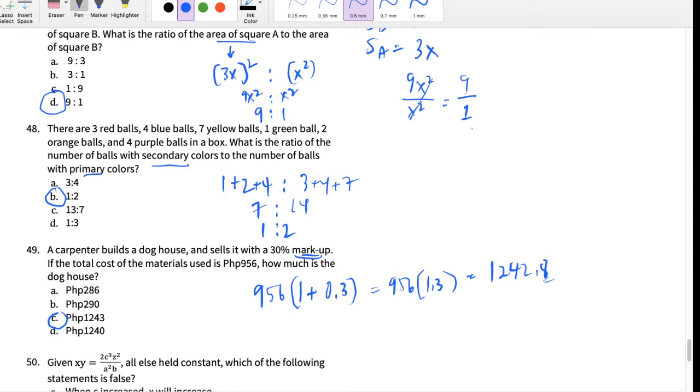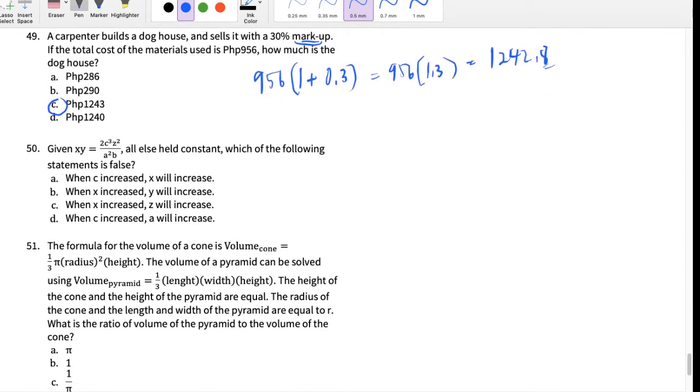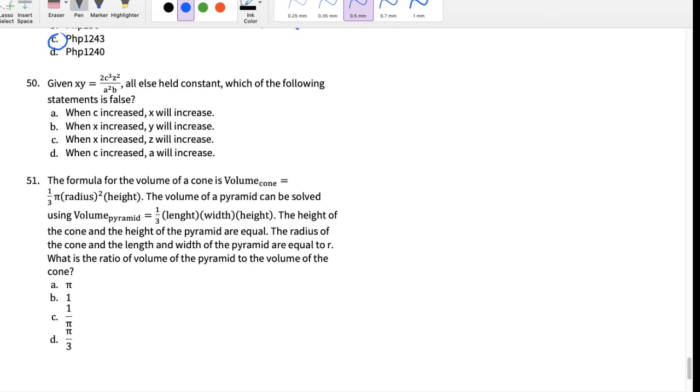Number 50. Given x, y is equal to this, all else held constant, which of the following statements is false? Okay, so, again, kapag nasa taas, yung kino-compare mo is opposite. Pag nasa taas pareho, they will vary directly. Pero hindi pala yun yung nasa choices. So, when C increased, X will increase. Correct. Kasi varies directly sila kasi nasa taas yung C mo. When X is increased, Y will increase.